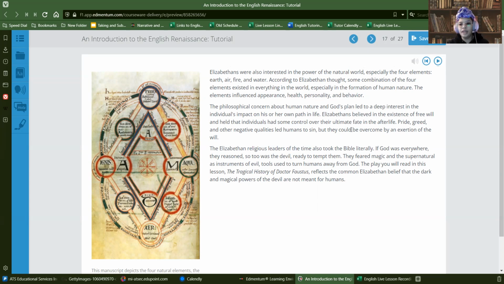So the excerpt that we have for this lesson is The Tragical History of Dr. Faustus, which is a story that's basically written to show how people thought at this time that following the devil and being selfish and going beyond what humans are supposed to do would lead to your downfall.